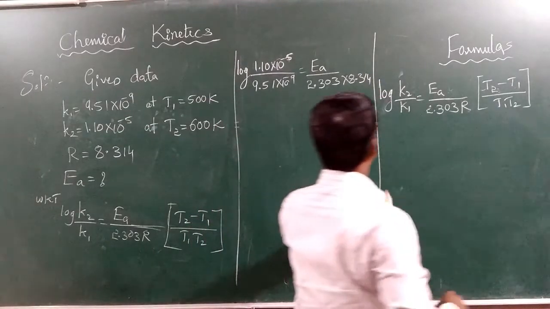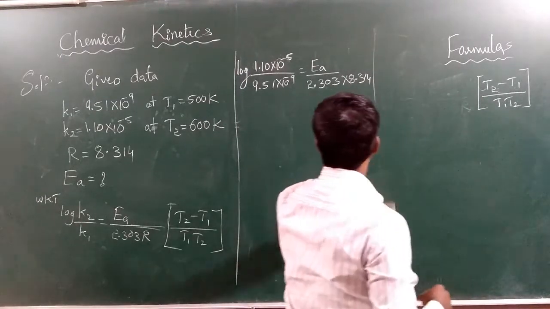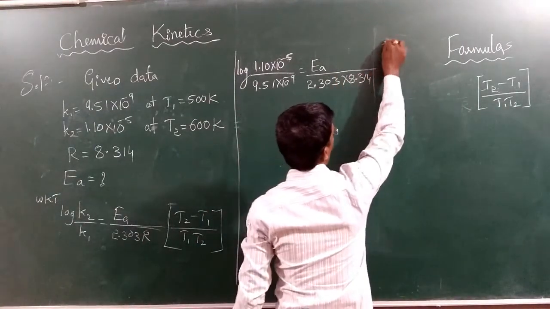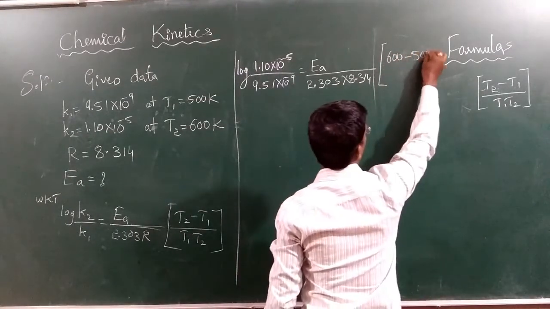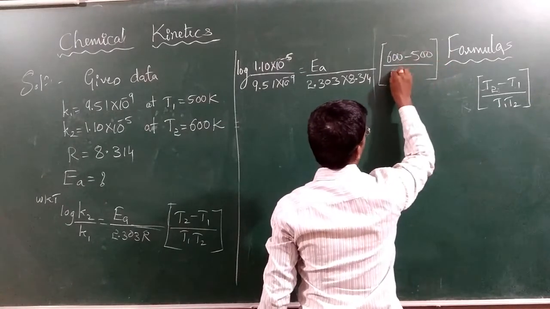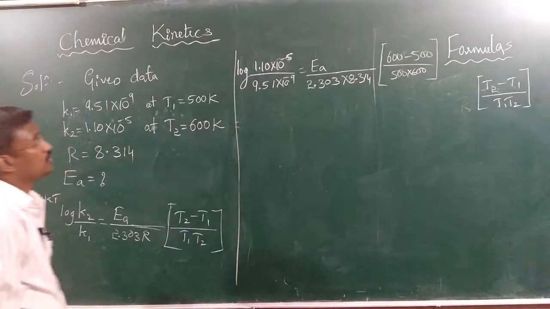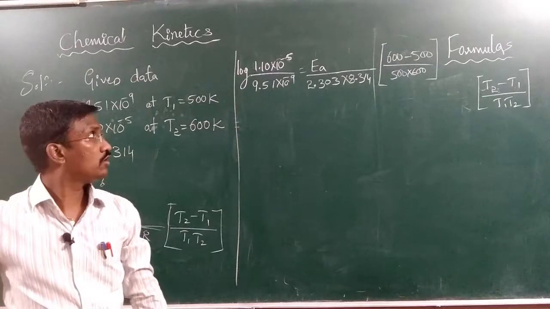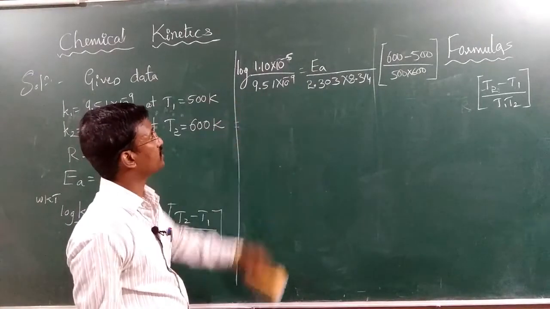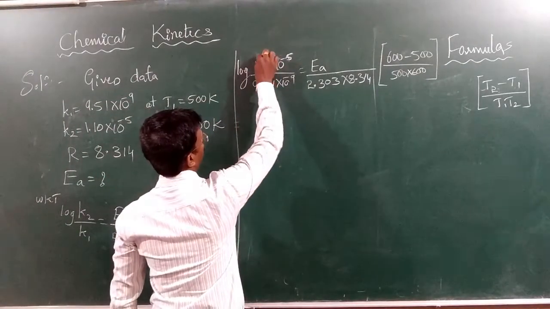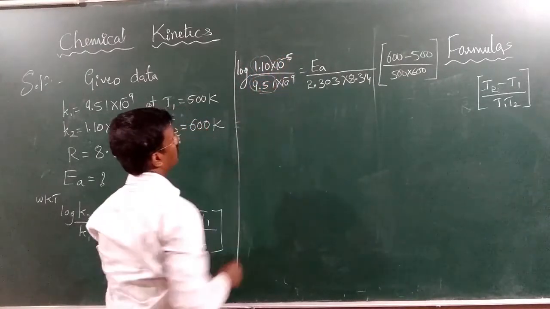And next one is into T2 minus T1. Here T2 is nothing but 600 minus T1 is nothing but 500 divided by 500 into 600. So first thing, once again I will tell you, if you have written the formula, then you have to substitute the given data. So after substituting, first you calculate 1.10 divided by 9.51 by your calculator.